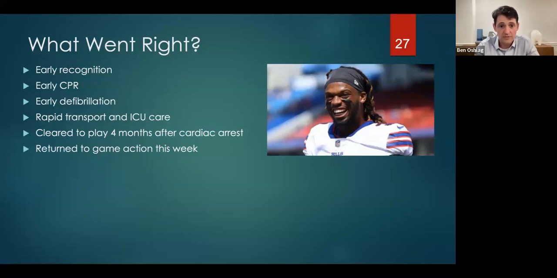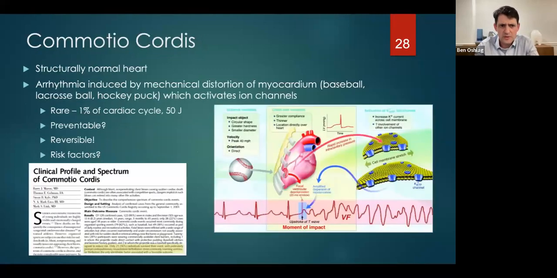And if you have a team that's very comfortable and you practice and you know your roles and you know what to look for, you can save lives. And that's exactly what happened here. We don't have official confirmation that this was commotio cordis. I think 99% we're all pretty sure that's what this was.